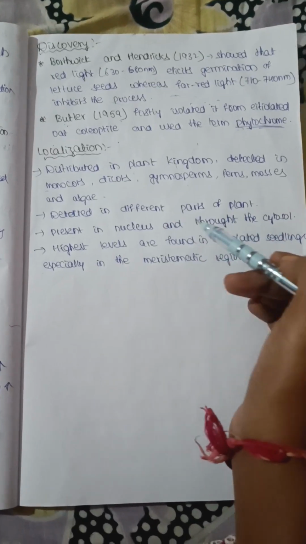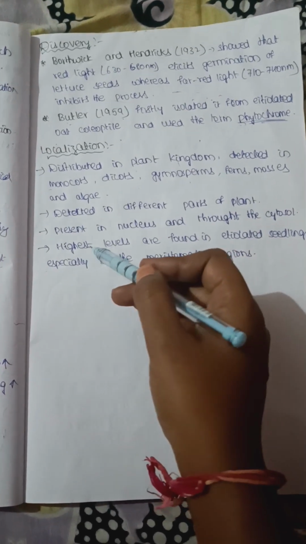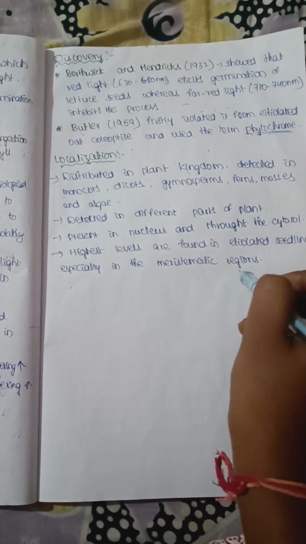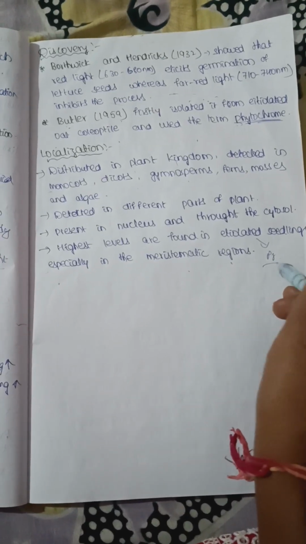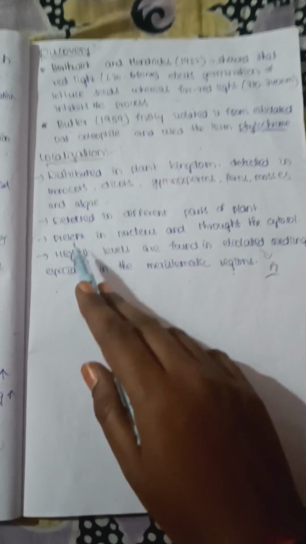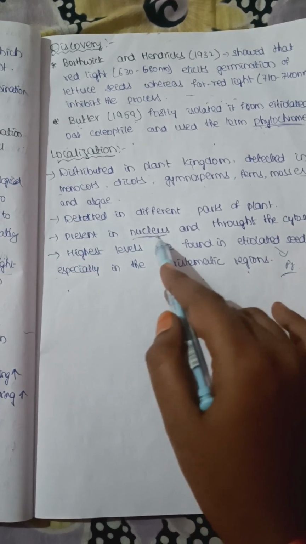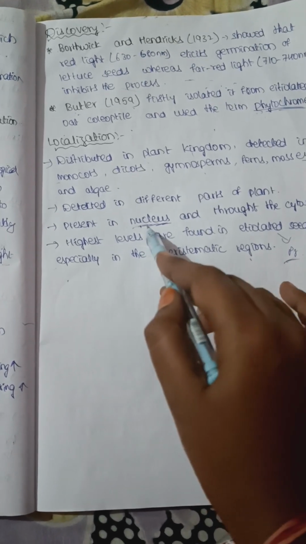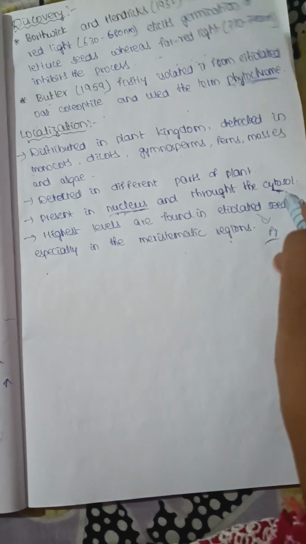Detected in different parts of the plant. It exists in the nucleus and cytosol, and the highest levels are found in etiolated seedlings, especially in the meristematic regions. In etiolated seedlings, mostly PR form will be present. Okay. Phytochrome biosynthesis starts in the nucleus, and proper development takes place in the cytosol.